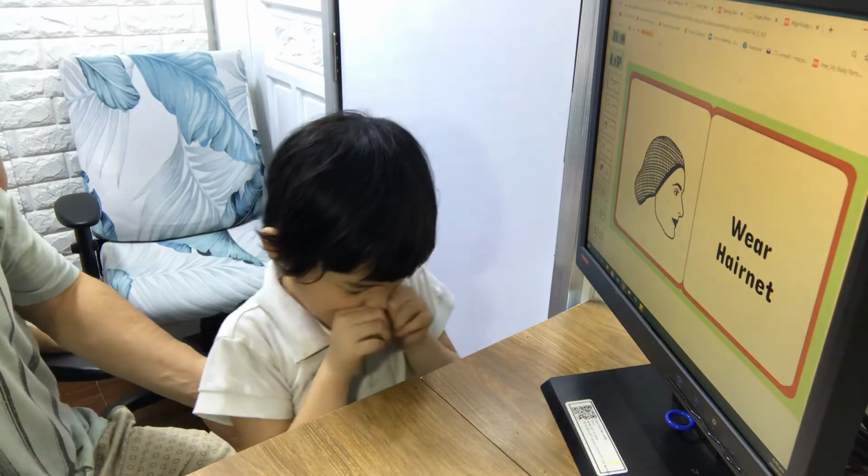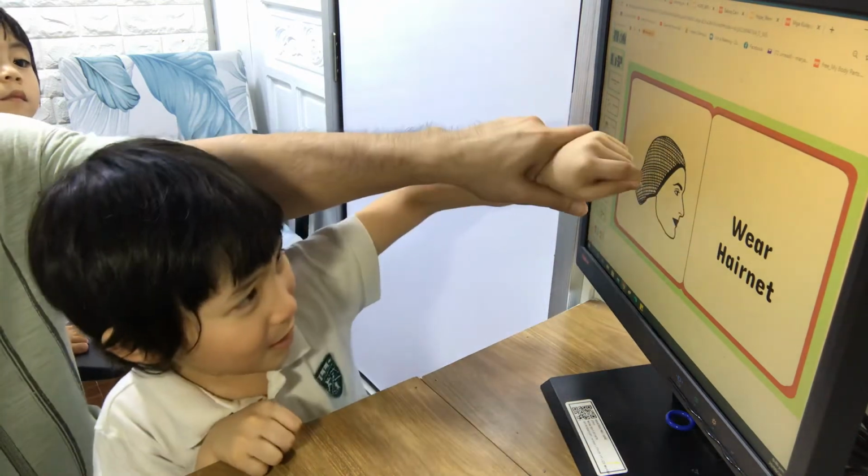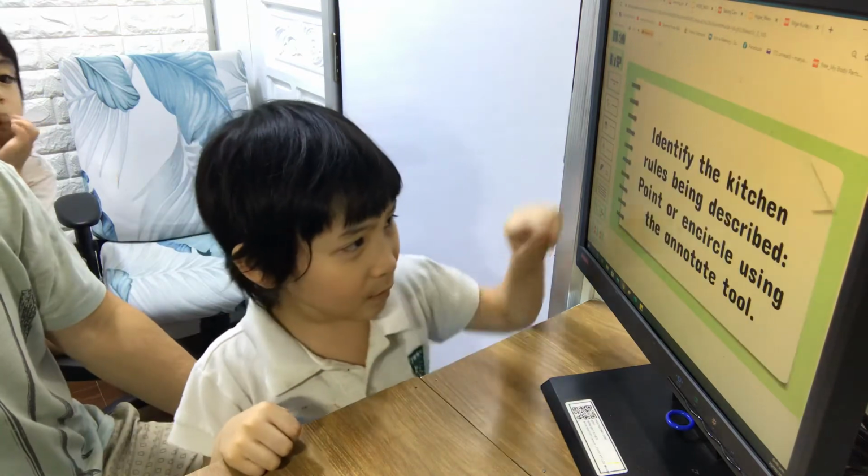Look at the hairnet, Kuya. Hairnet. Okay, let's try to identify.